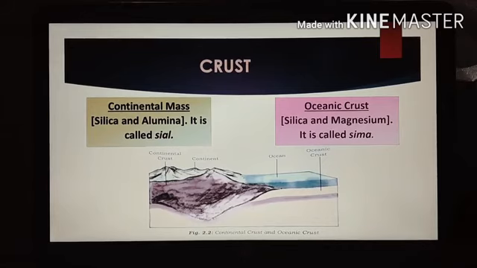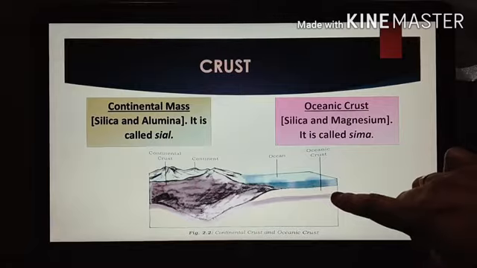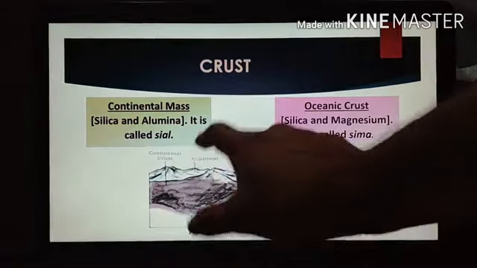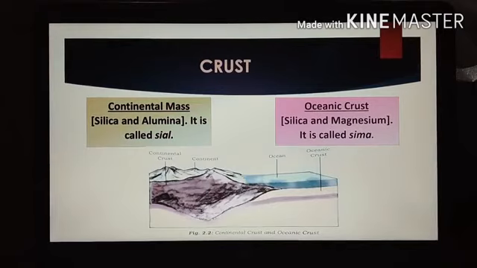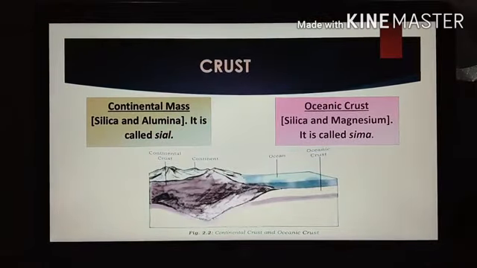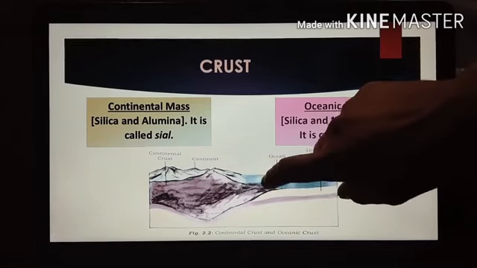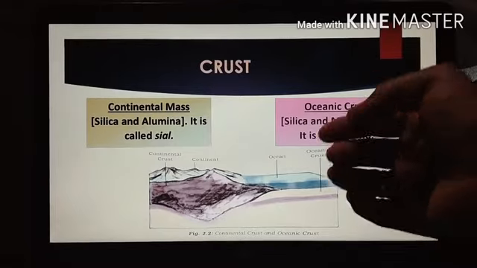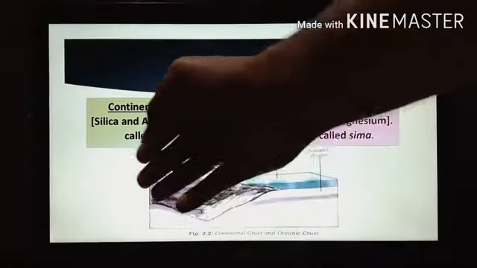In this diagram you can see very well that this part is your ocean and this is your land mass, which basically consists of mountains, plateaus, plains. So this part is known as continental crust and this part is known as oceanic crust. And you can find crust beneath both the ocean and the landmass.